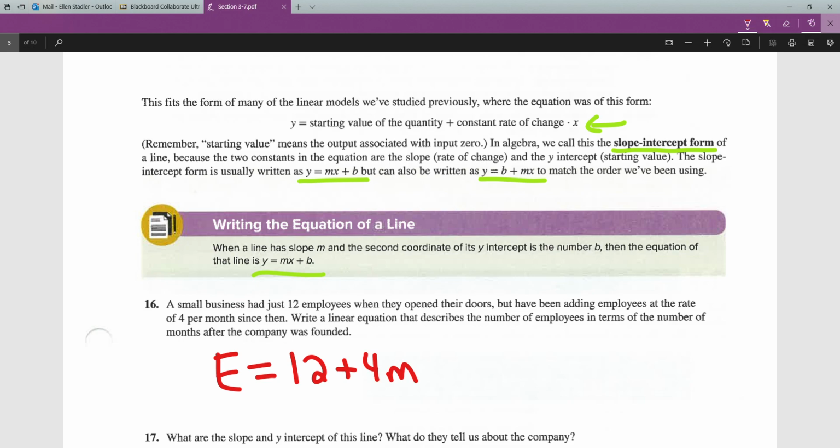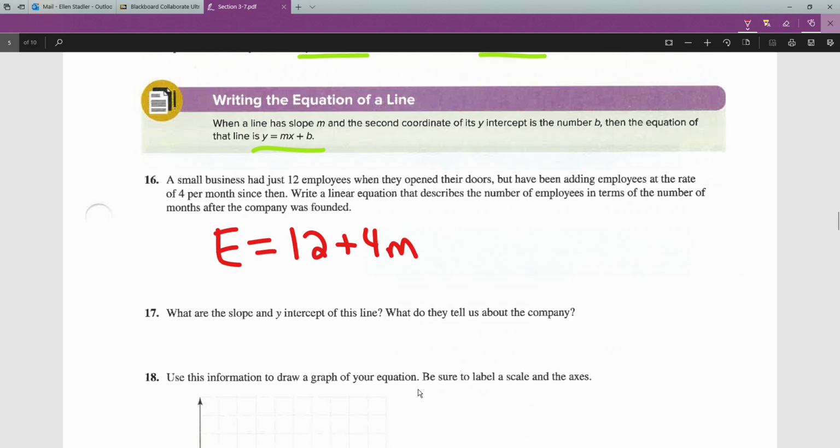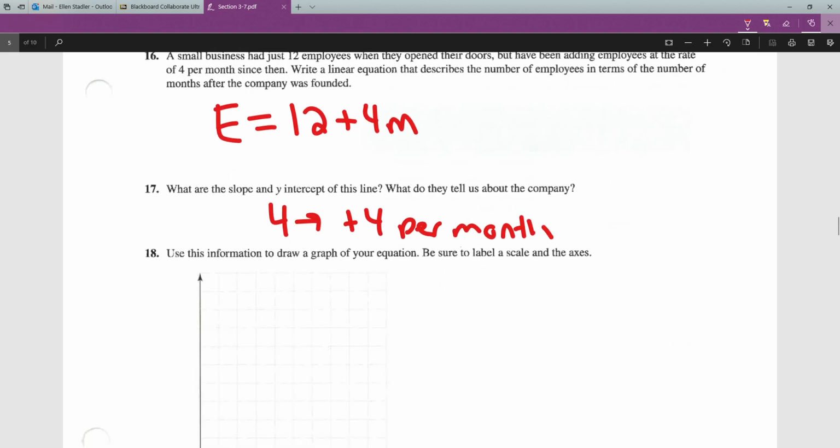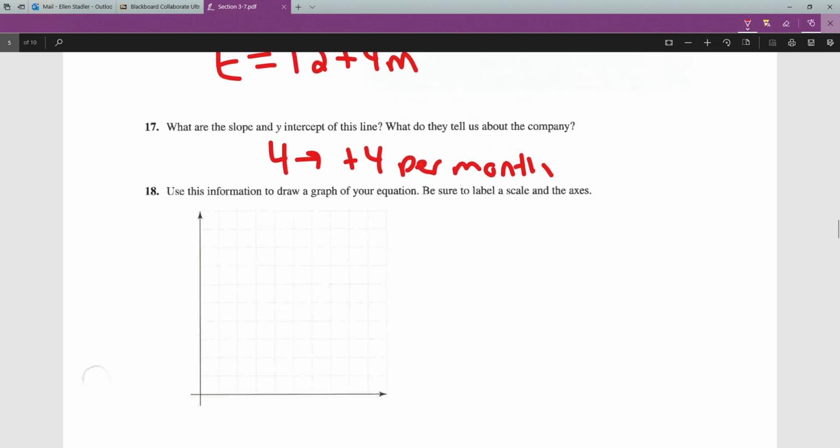E is the number of employees, M is the number of months. What is the slope of that line? The slope is 4. What does that tell us? We're adding 4 employees per month. We can go ahead and graph this. We could graph this on our calculator. That makes life a lot easier. Or we could graph it by hand.